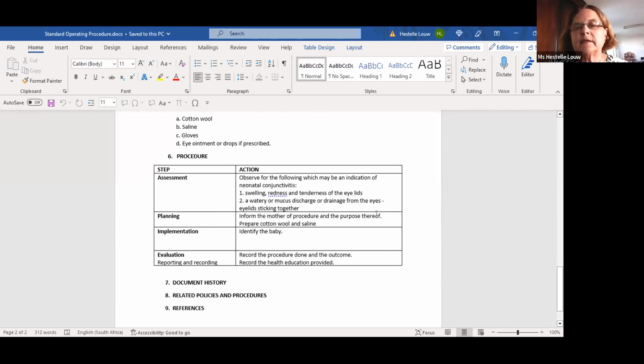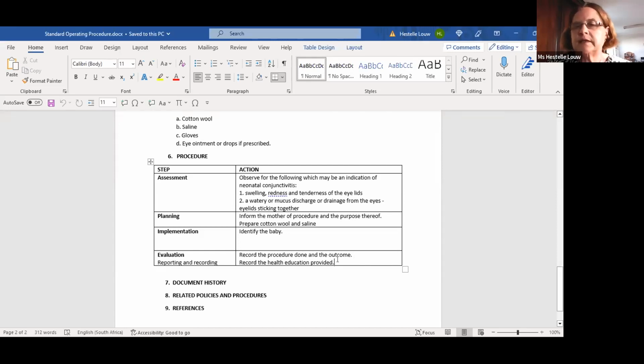But in this case, and that's why I took this one with a neonate, you have to inform the mother of the procedure and the purpose thereof. That's what you must do before you do anything, to involve the mother. Then implementation, very important, identify that baby and the mother as well. And then evaluation, after you've done all your steps, you must record and report what you've done. So record the procedures done and the outcome, you document that, and record the health education provided.